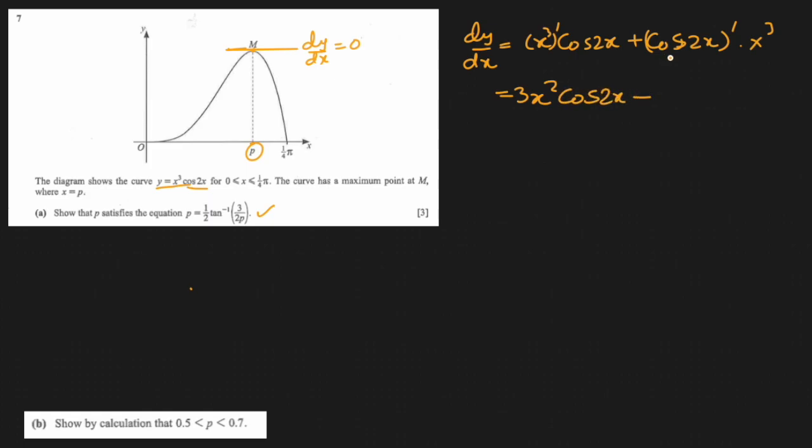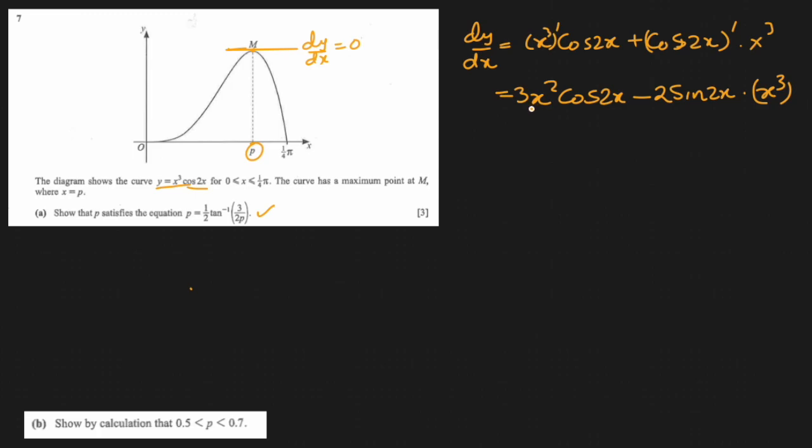The differentiation of cos 2x will be minus 2 sine 2x by chain rule. First we'll differentiate cos 2x and then we'll differentiate the angle multiplied by x cube. And let's put this in bracket. It is different from the angle. Okay, that should not confuse.